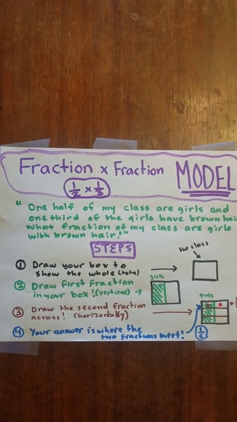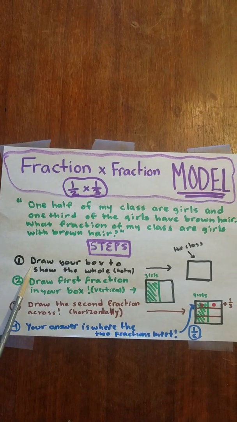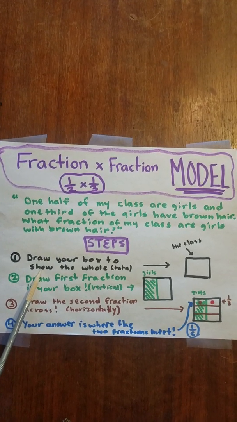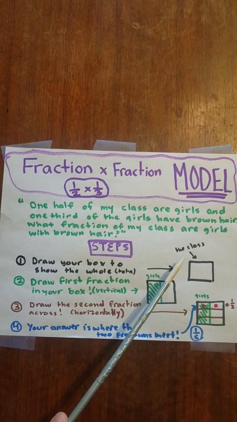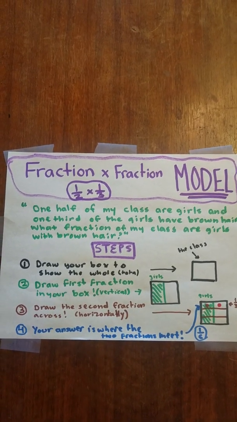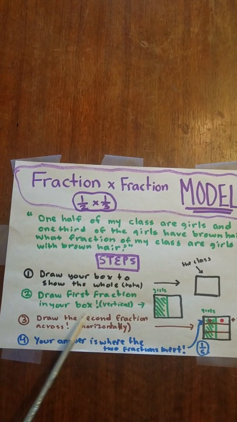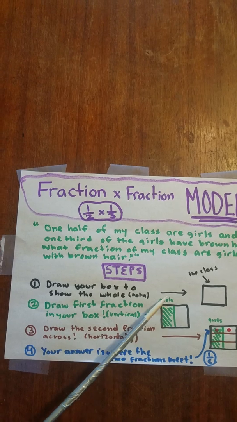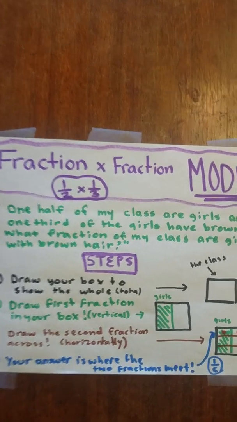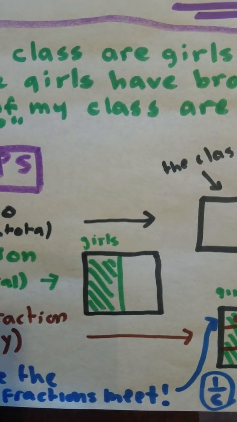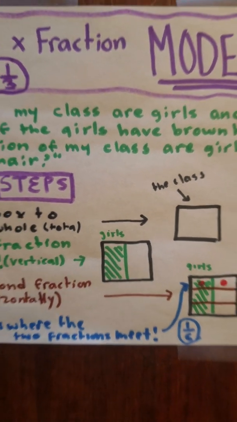So now here are the steps with which you solve this. Step 1 is that you draw your box to show your whole. So in this situation, I draw one box, and this box represents the class. Then step 2 is you draw your first fraction into the box vertically. I always like to do the first one vertically just so it reminds me what to do. So I show 1/2, and you notice that that 1/2 represents the girls in the class.